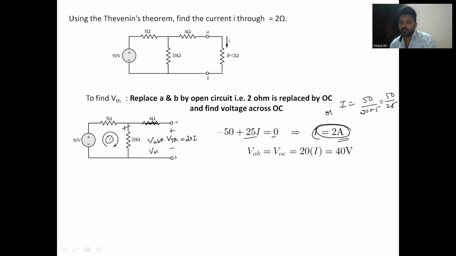Once after knowing the value of current, you can get the value of VOC or VAB or VTH, that is 20 into I, you can get 40 volts. This is the method to find the value of VTH.